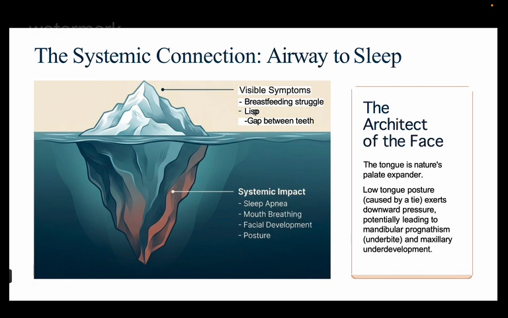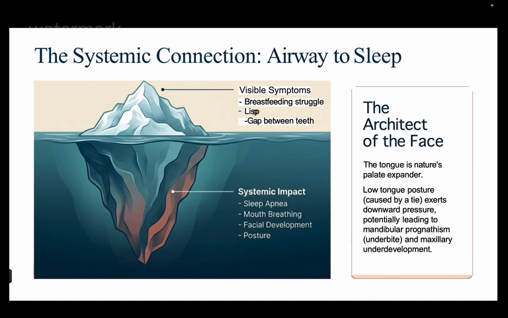So the basic thing in ankyloglossia, or tongue tie, is that you should understand the visible symptoms will be the breastfeeding struggle, lisp and the gap between the teeth. But the systemic effect is like an iceberg underneath the ocean: the systemic impact will be sleep apnea, mouth breathing, facial development and posture. So these all will change in the long run if ankyloglossia is not addressed.